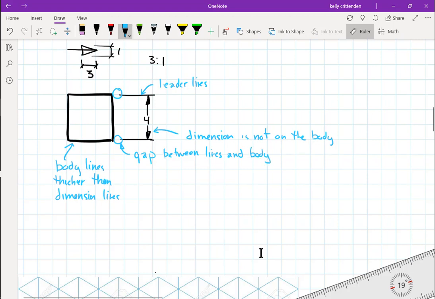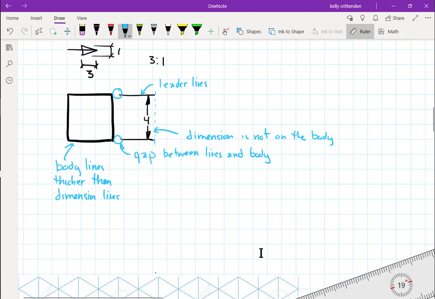The gap is not super important on the size. I think there was a certain size gap, as long as it's consistent and not too far, not too close. As long as they're roughly all the same. These roughly line up. You don't have one of these that's really long and one that's really short, unless you're putting multiple dimensions stacked together. We'll do that in a minute.